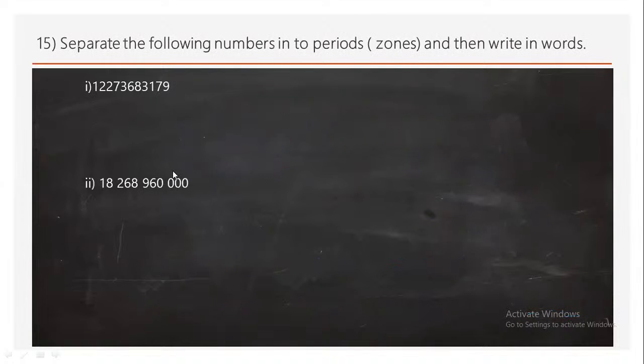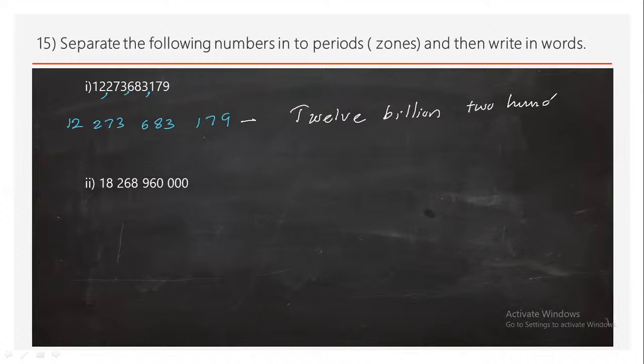We'll go to the next question, question number 15. Separate the following numbers into periods and then write in words. When separating, you have to separate like this, 3 by 3. Then you can write 12, 273, 683, 179. So how can I write the number? I can write 12 billion, 273.